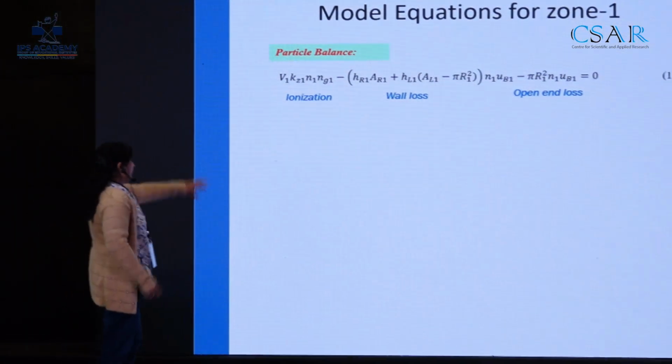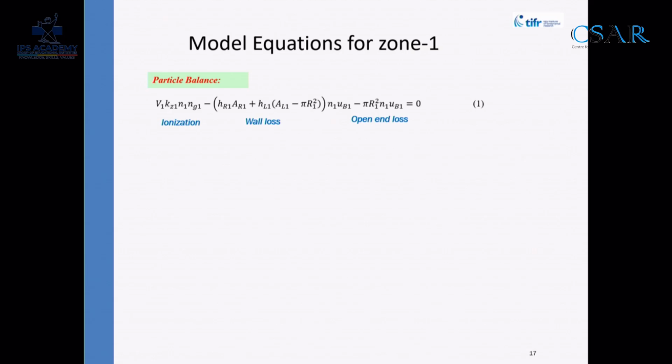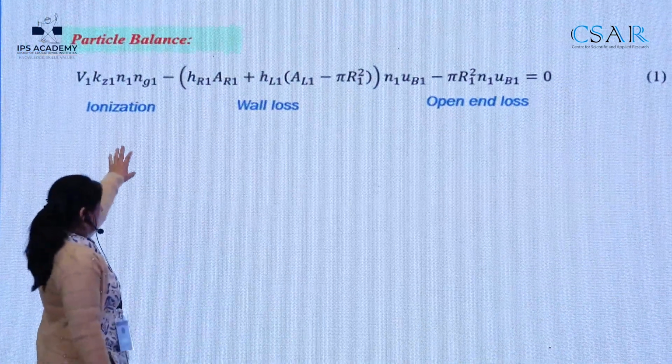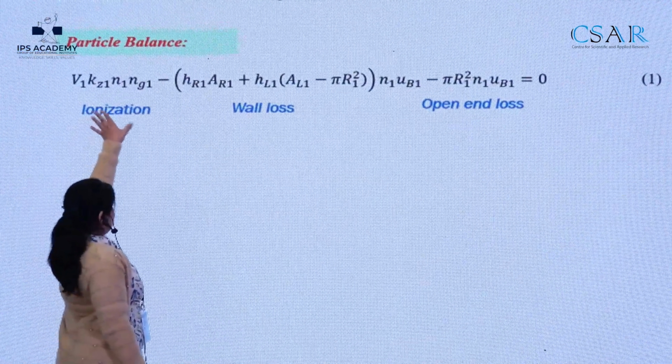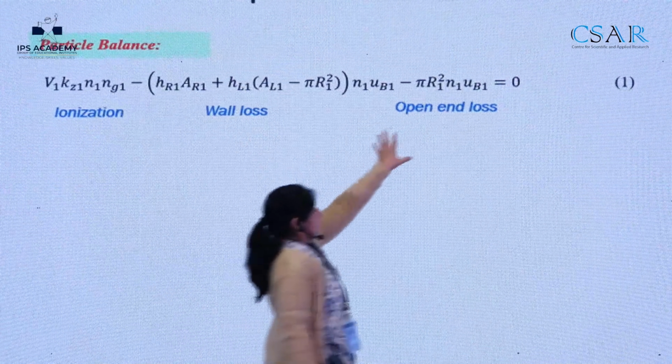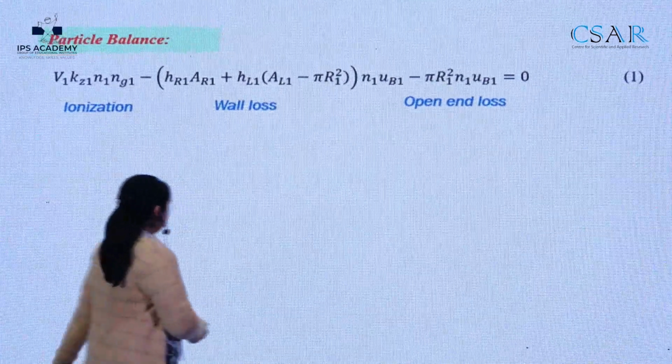So we see the particle balance in zone 1. The ionization is the net creation mechanism. This equation I have written for ions. So ionization means ion creation and it is balanced by the wall losses and losses through the opening.